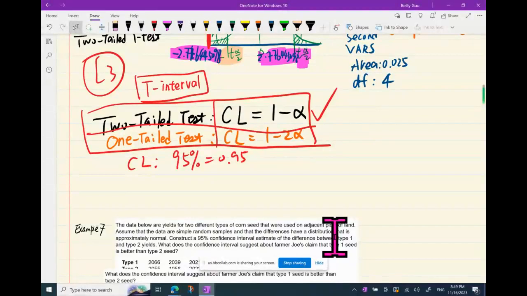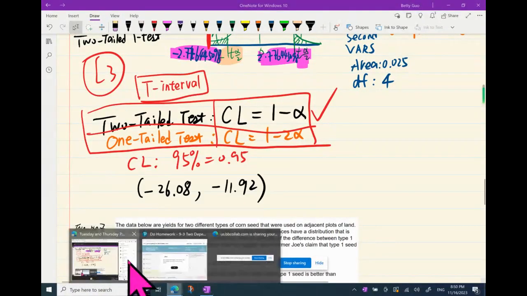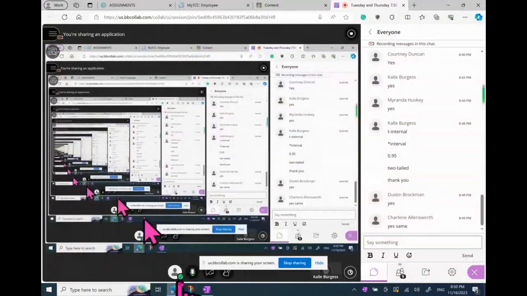Okay, so my confidence interval is ready. It is negative 26.08, comma, negative 11.92. All right, look at that. Do you have the same confidence interval? Awesome. Thank you, Charlie.